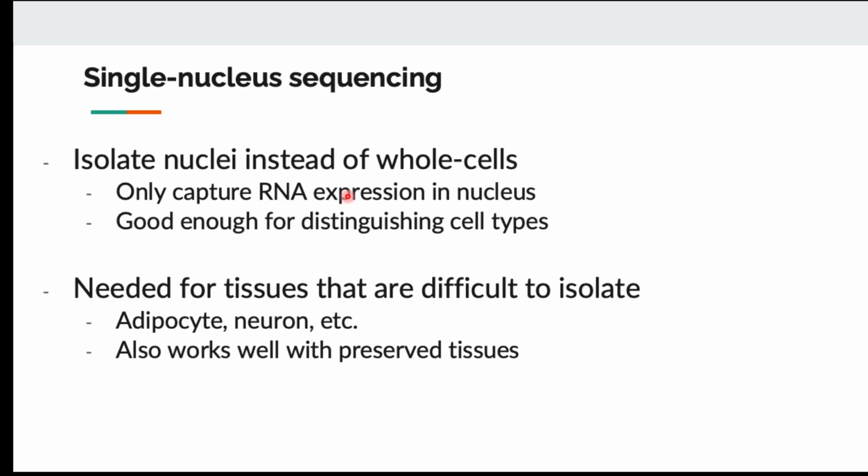And we know that RNA are exported into cytoplasm for translation. So the amount of RNA in the nucleus is not going to be very high. But again, this is good enough if you want to distinguish the cell type. So people do this as a last resort for tissue types where single cell techniques are not applicable.